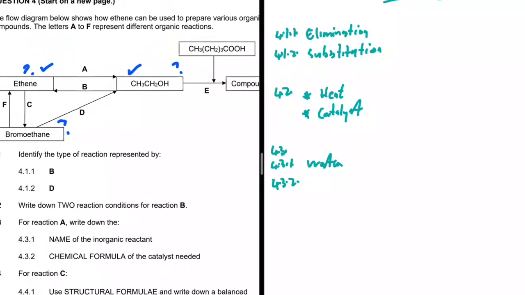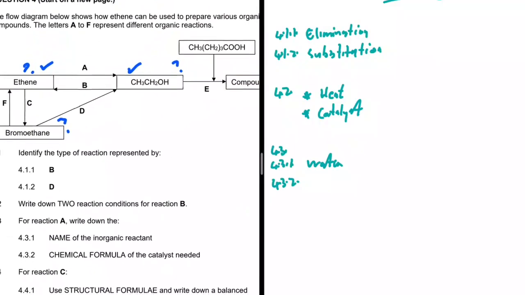And then 4.3.2, chemical formula of the catalyst used. Chemical formula, not the name, right? So don't confuse the two. Well, you know what they mean. Just be careful not to write a formula when they want a name, or write a name when they're looking for a formula. So here the chemical formula of a catalyst is needed.